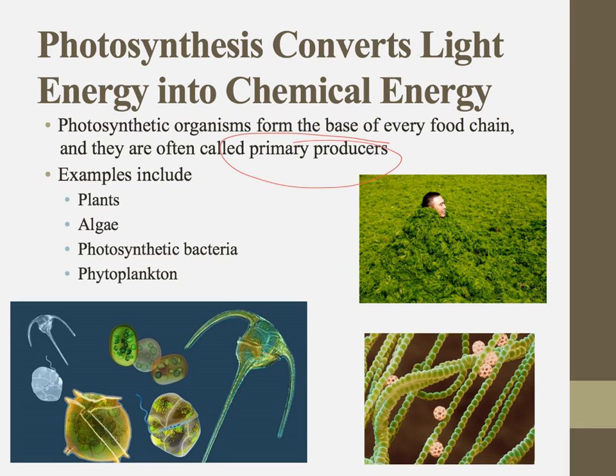Now, it's really easy to say that plants are primary producers, but plants aren't the only things that can undergo photosynthesis. Some other examples include things like algae. Some bacteria can undergo photosynthesis, things like phytoplankton. So even though we're going to talk about plants and mention plants, photosynthesis really applies to a whole bunch of other organisms.